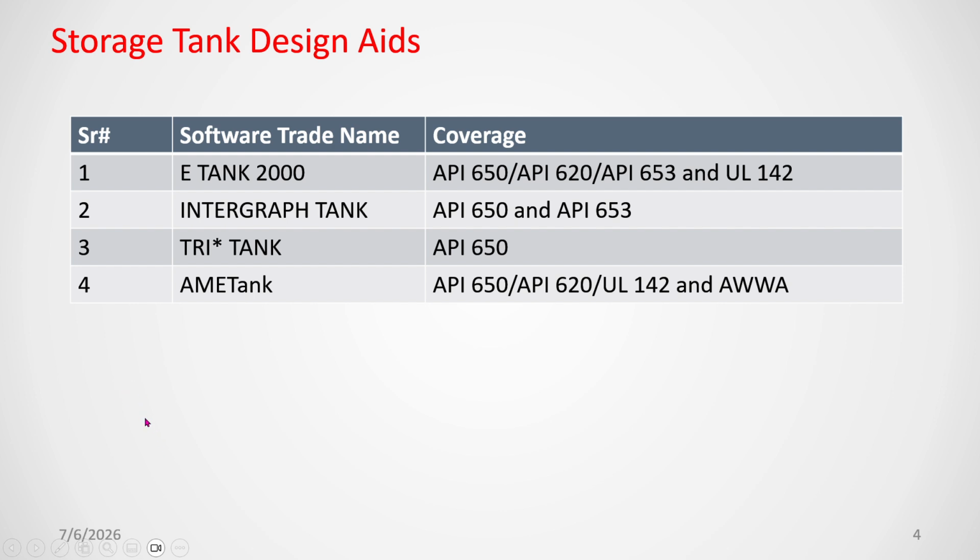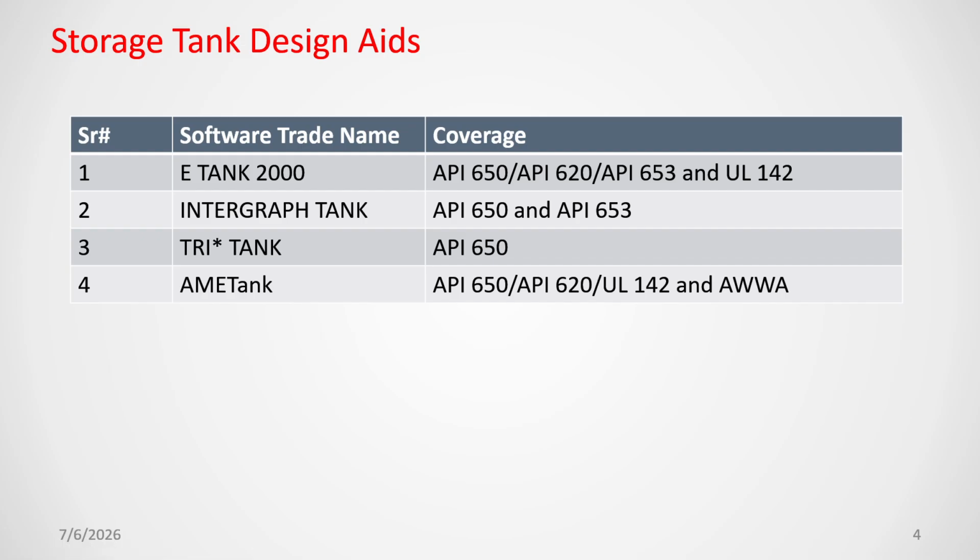For the design and manufacturing, there is also a lot of software available. Suppose software like E-Tank 2000. With this software, you can do tank manufacturing as per API 650 and API 620 standards. API 653 is also the repairing standard. So if you want to manufacture a tank as per 650, you can use this software.